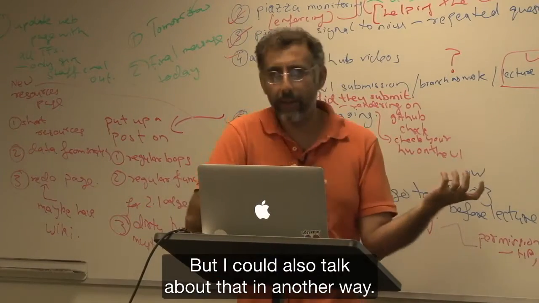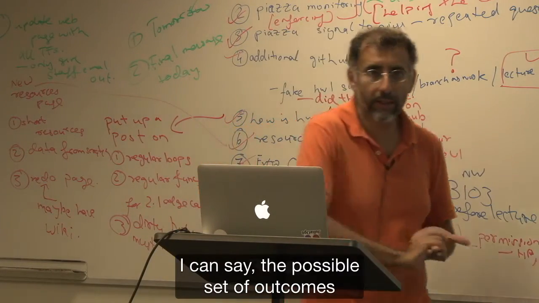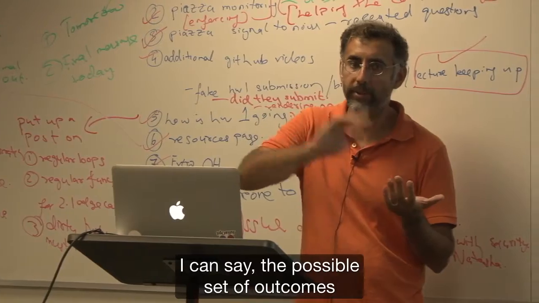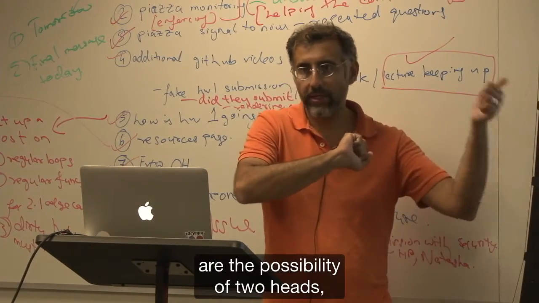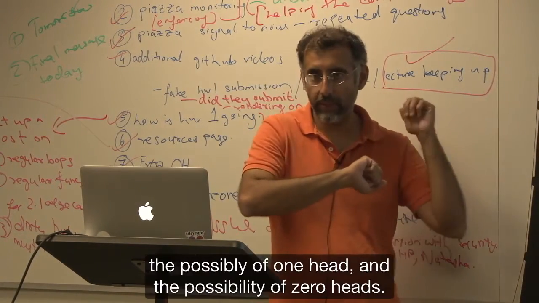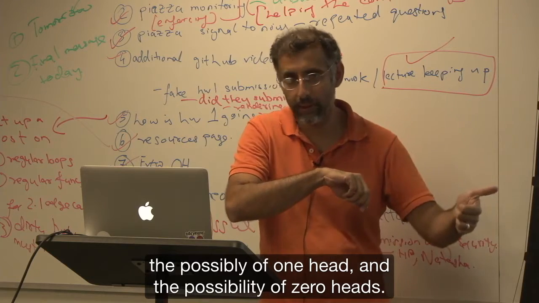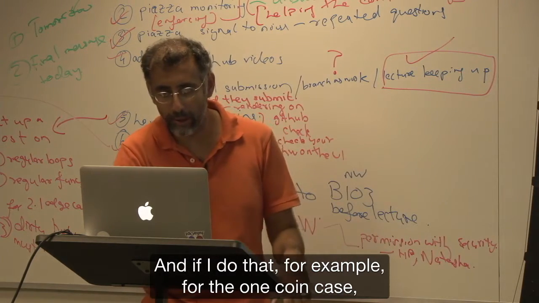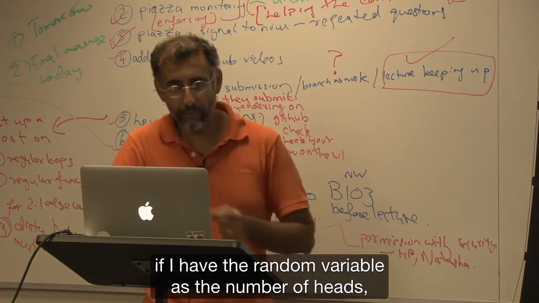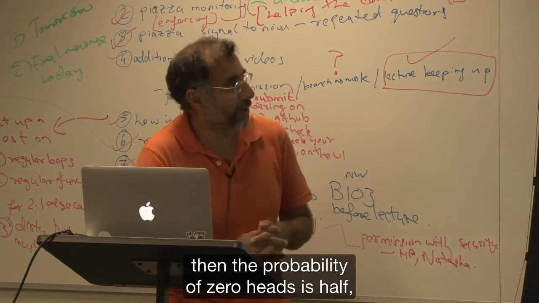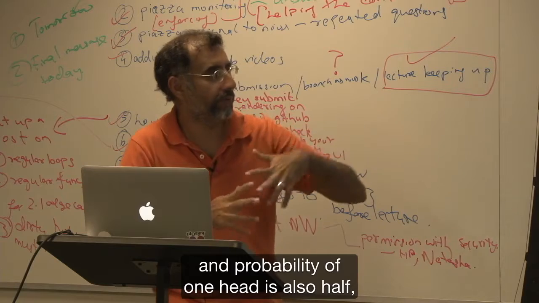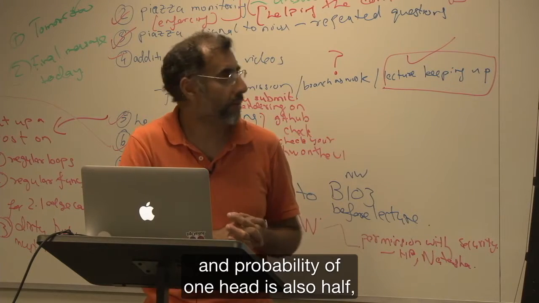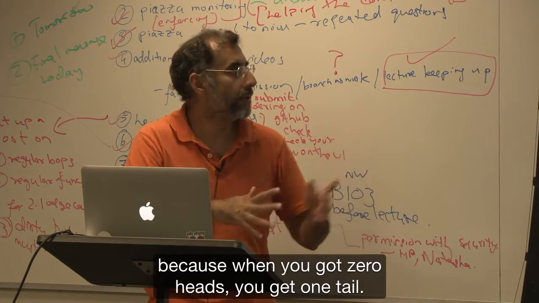But I could also talk about that in another way. I can say, what's the possible set of outcomes: the possibility of two heads, the possibility of one head, and the possibility of zero heads. And if I do that, for example, for the one coin case, if I have the random variable as the number of heads, then the probability of zero heads is half, and the probability of one head is also half. Because when you get zero heads, you get one tail.